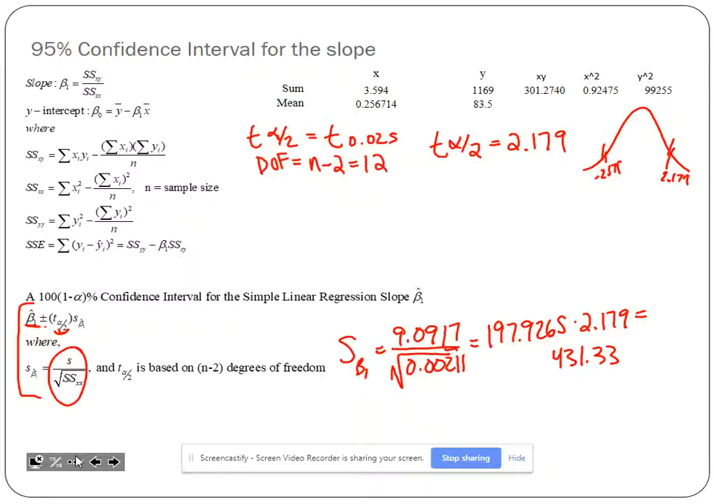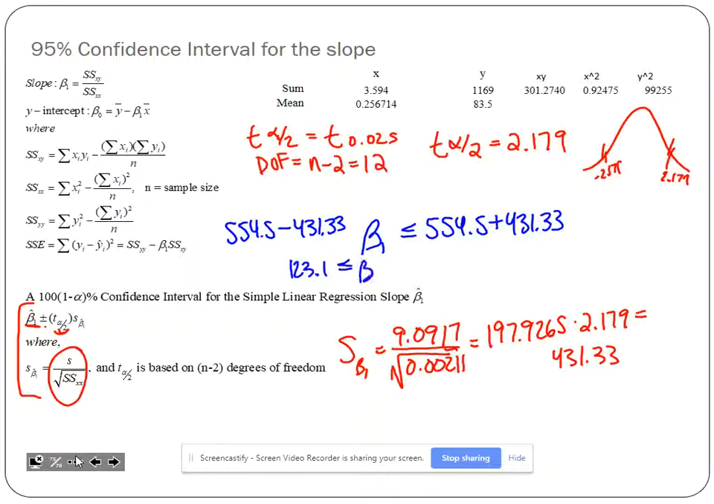So what did we just find? We found that the confidence interval for our slope, beta 1, is going to be between 554.5 plus 431.33 and 554.5 minus 431.33, or basically 123.1. Oops. Should be 985.8.